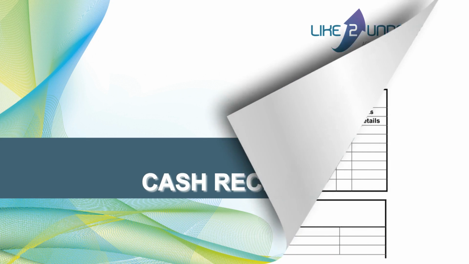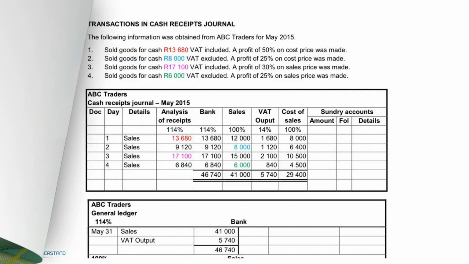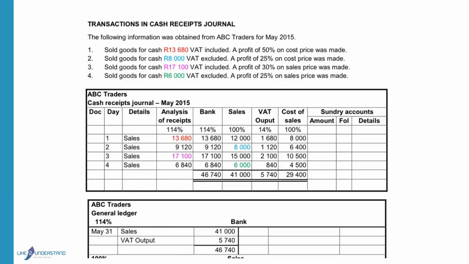Good morning. We will pay attention to transactions in the cash receipts journal today. Sold goods for cash 13,680, VAT included. So that means that is the amount that we received in the bank, and that equals 114%.